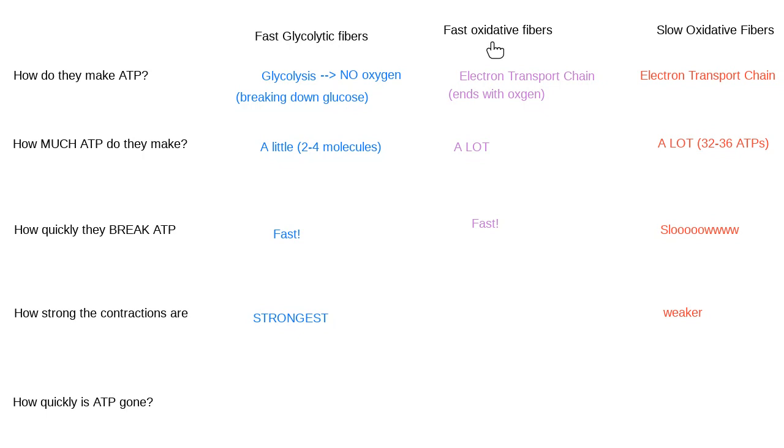Fast oxidative fibers, once we build that ATP from the electron transport chain, can make strong contractions as well, but they can't do it quite as quickly as the fast glycolytic fibers can. So when we talk about fast oxidative fibers, they're still strong. These are still going to be stronger contractions than my slow fibers are. It's just they're not going to be quite as strong as the fast glycolytic fibers.